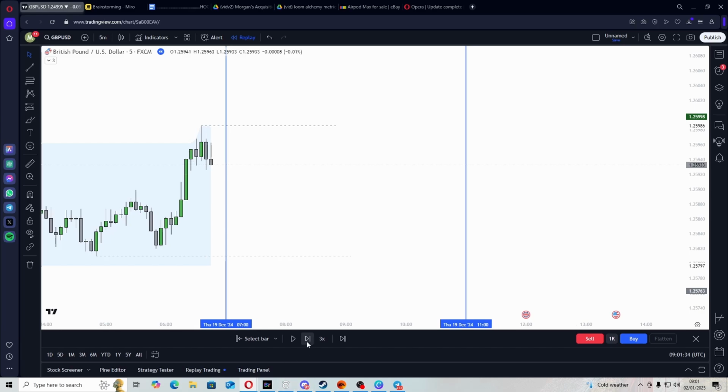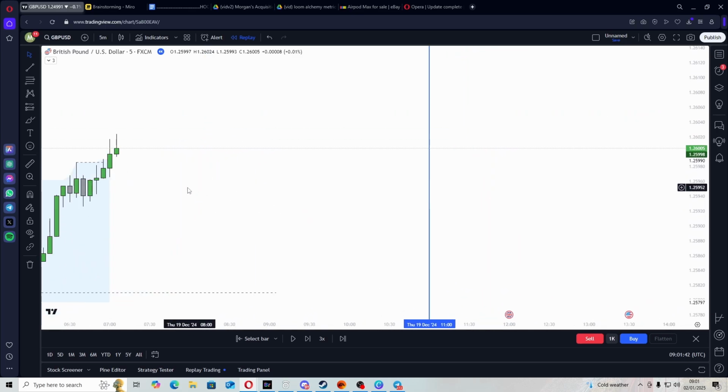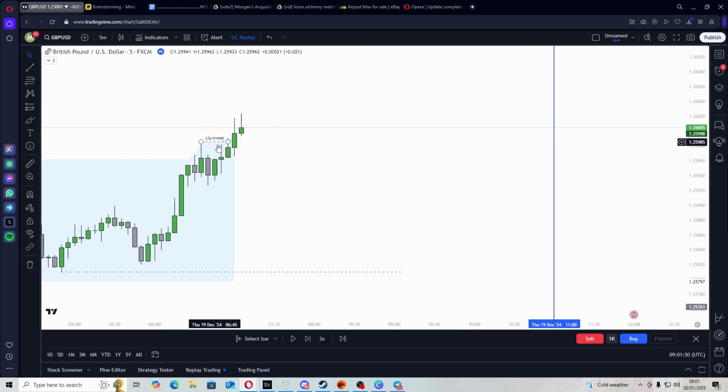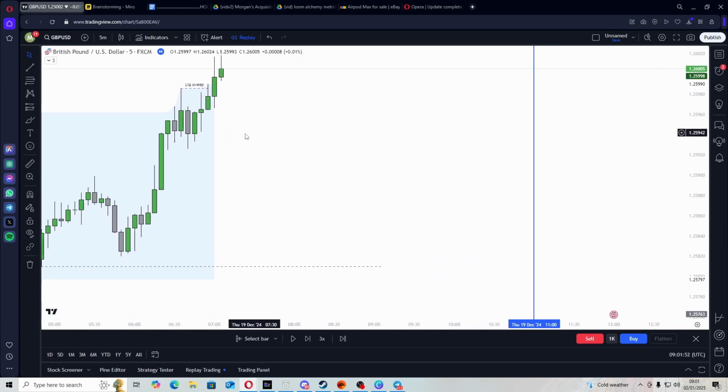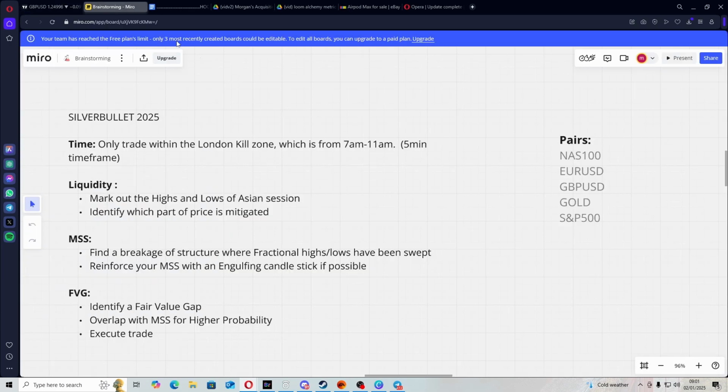If I play price forward, keep it playing, you can see the highs have completely just been swept there. Let me just remove this line right here so you can see better. So you can see this is a liquidity sweep right there, right? We just got a very early liquidity sweep right there. And this is amazing because now we know we need to go towards the downside with our trades.